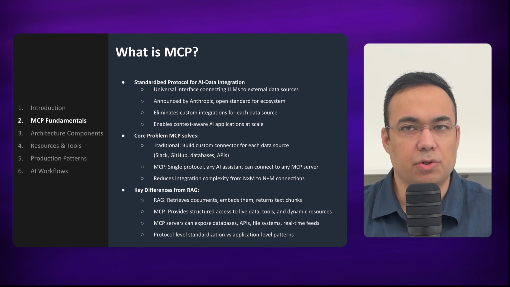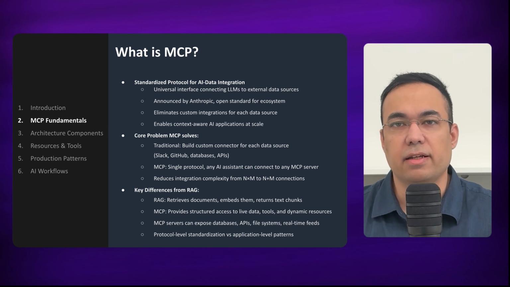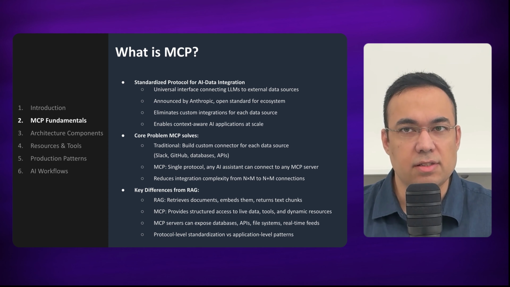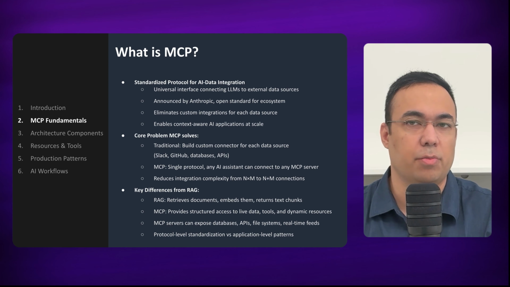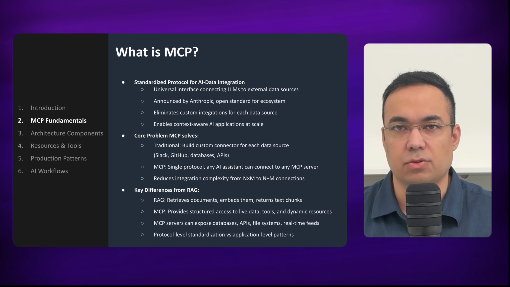MCP is a standardized protocol for AI data integration. Think of it as a universal interface connecting large language models to external data sources. Anthropic announced this as an open standard, meaning the entire ecosystem can adopt it, not just Anthropic products. The key value here is eliminating custom integrations for each data source.